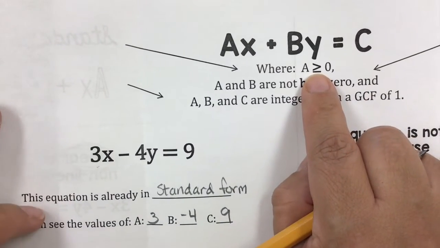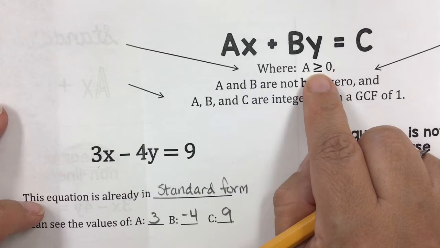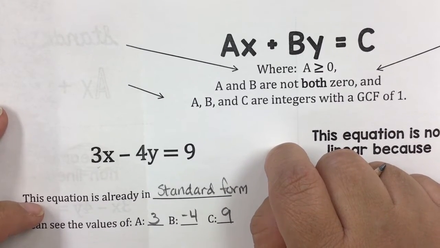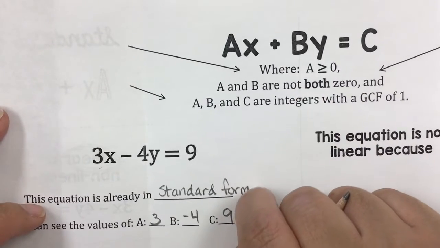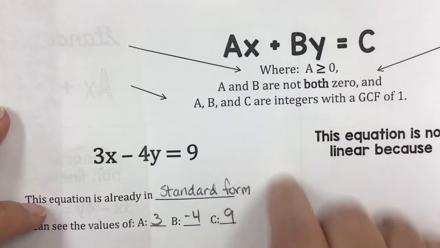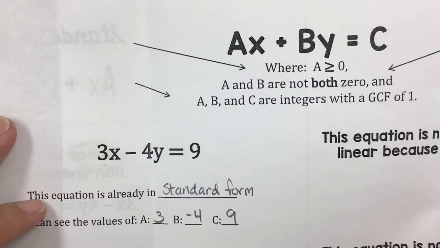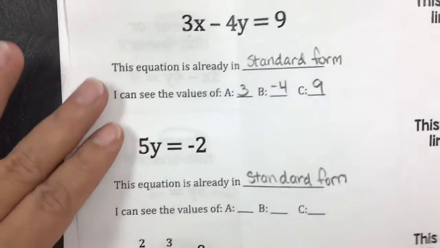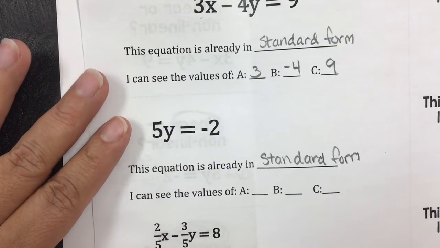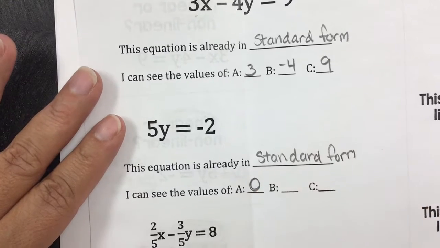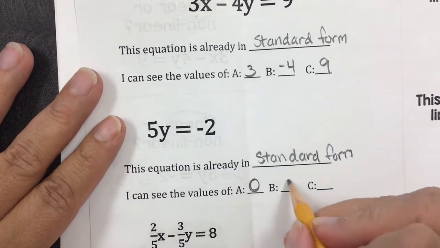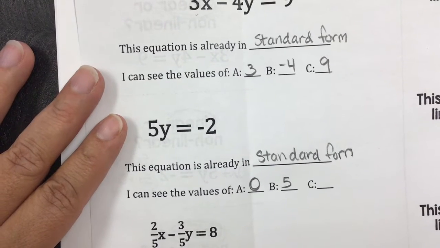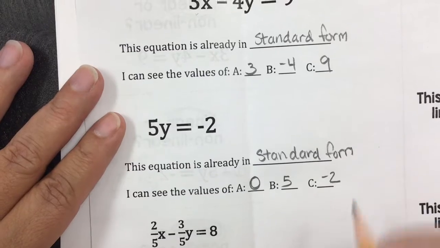So usually what we have to do is make the a greater than or equal to 0. It can't have a and b both equal to 0, but it could have one or the other. A, b, and c are integers with the greatest common factor of 1. So what we're trying to do is make sure that we always have integers. So on this one, the a would be on the x, which I mentioned was 0. B is 5, because that's in front of the y. And c is the constant, the one that doesn't have the variable, negative 2.